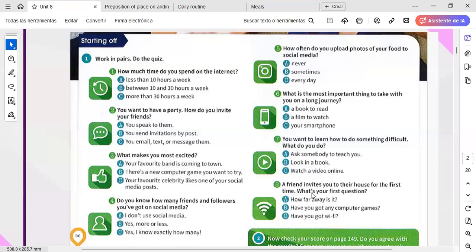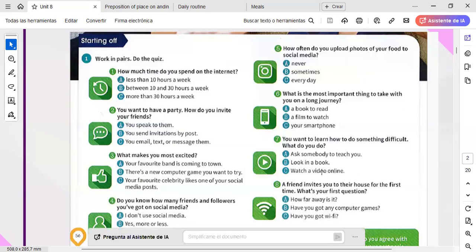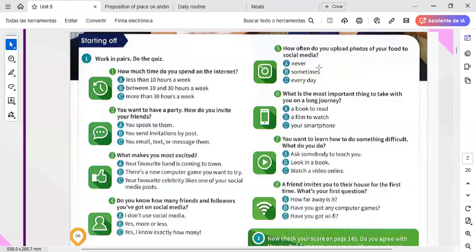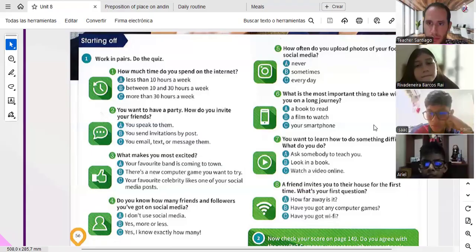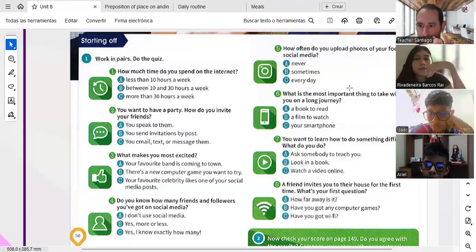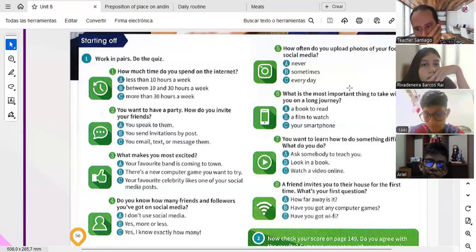Okay, let's continue. So let me think. Okay, let's try this. Isaac. No, Ariel. Could you read number 5, please? Question number 5. How often do you upload photos of your food to social media? And could you answer, please? Sometimes. What about you, Isaac? Every day, teacher. No, teacher, sometimes.